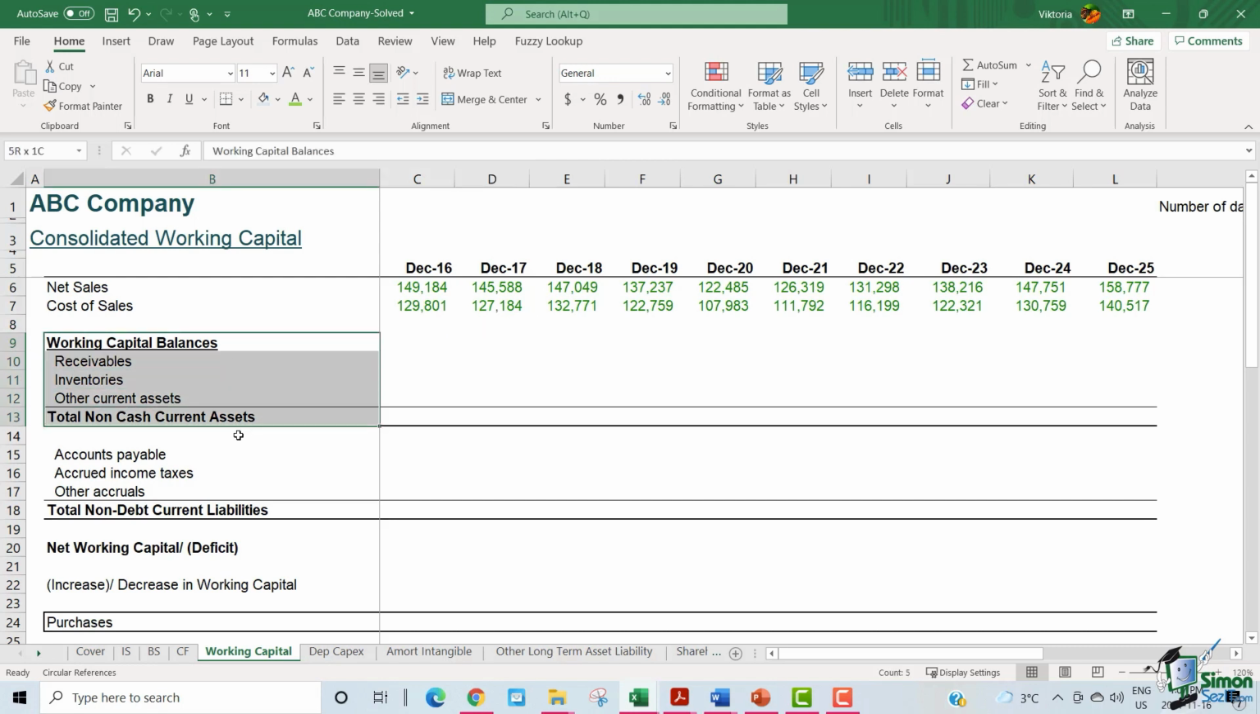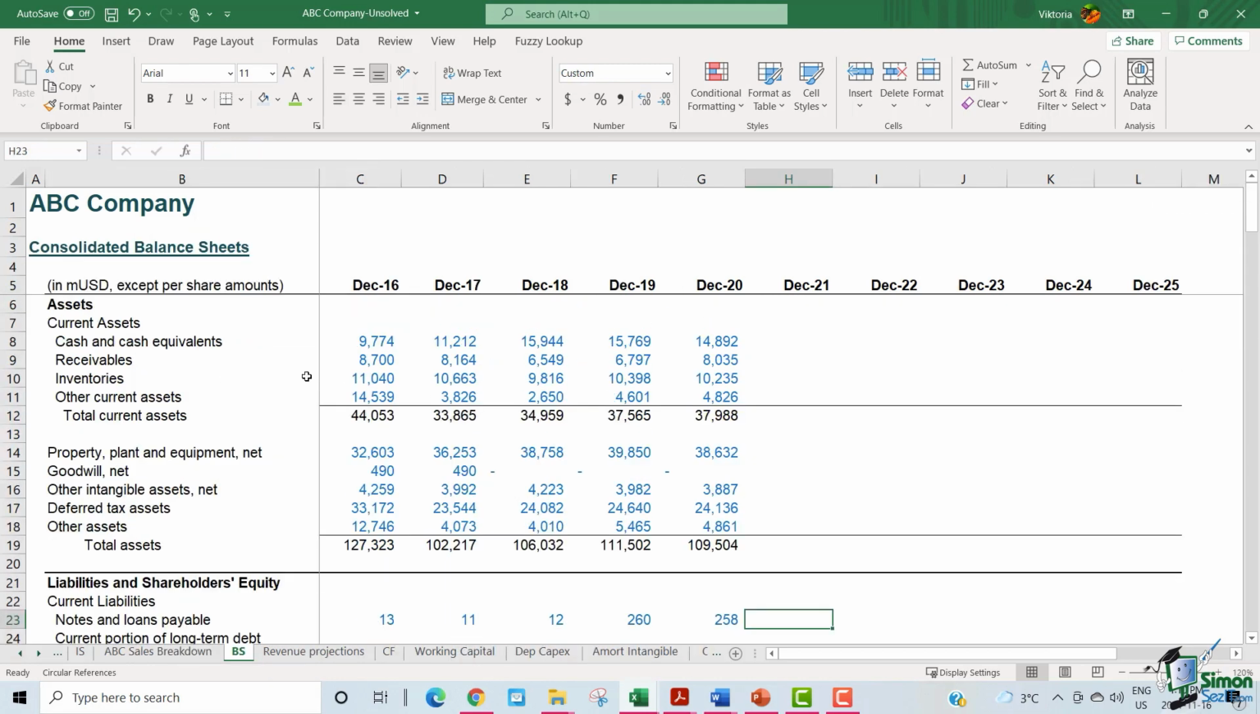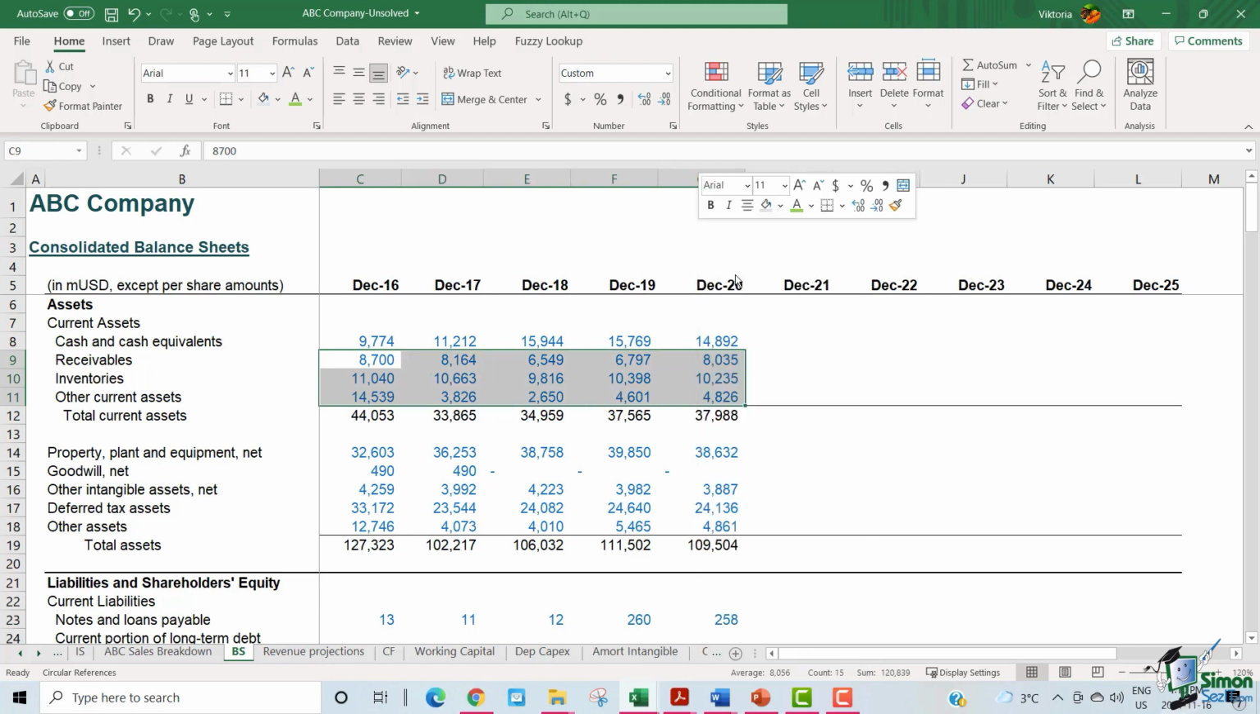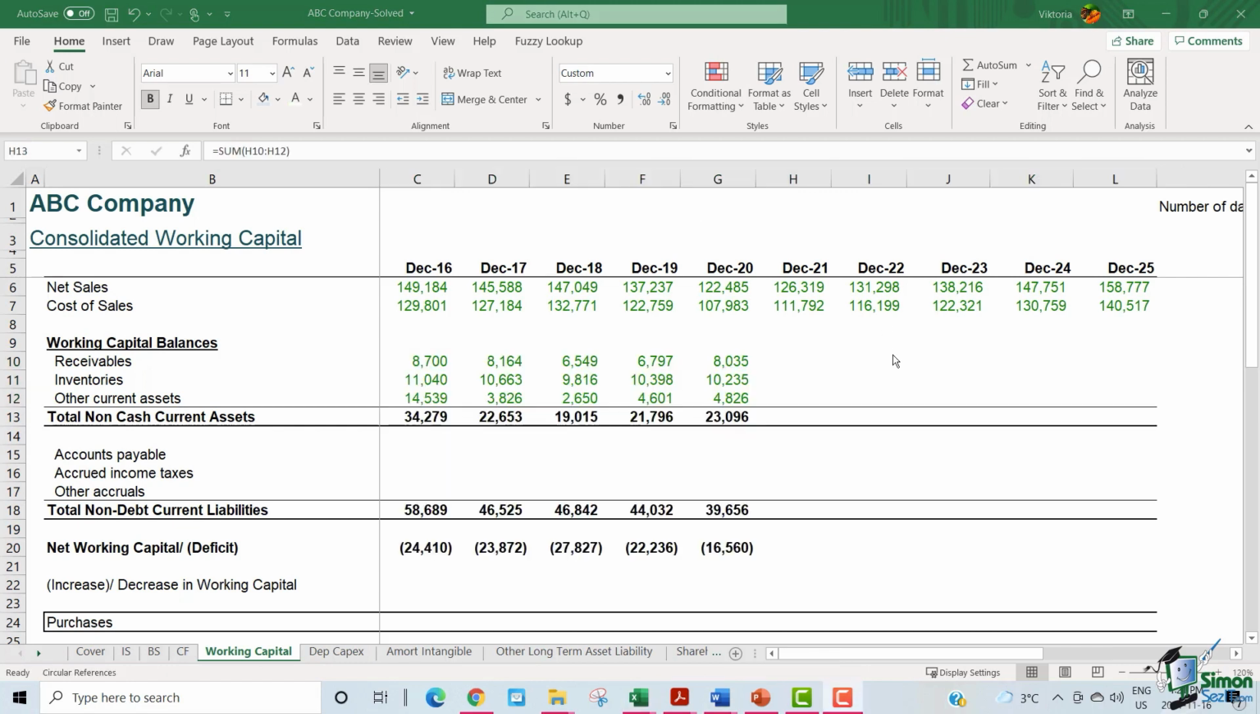Let's have a look at the working capital balances line items. As you may know, current assets include cash and cash equivalents as well. However, in this tab, we will just forecast the non-cash current assets. Cash and cash equivalents will be dealt with separately. Starting off with the non-cash current assets, let's start linking these figures from the balance sheet. Let's do the same with the non-debt current liabilities section.